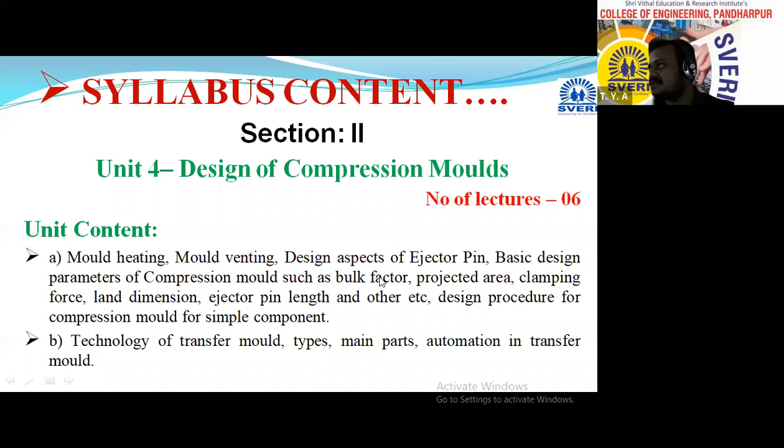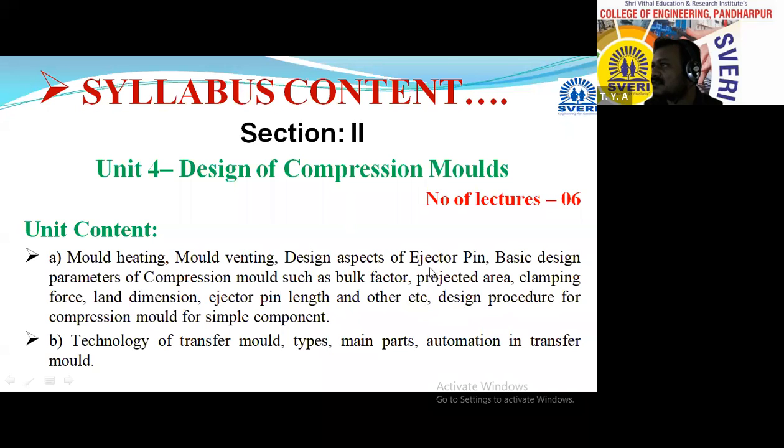Here we are going to discuss the design aspects related to the ejector pin, then basic design parameters in compression molds like bulk factor, what is the bulk factor and how it is calculated, what is the projected area of the mold, what is the clamping force, and what is the land and its land dimensions. Then the ejector pin: what is its function, why we are providing it, how we are going to provide it, its location, then dimensions.